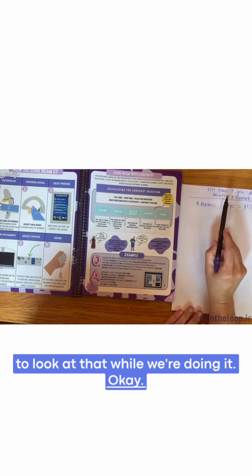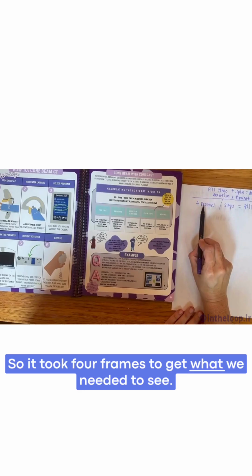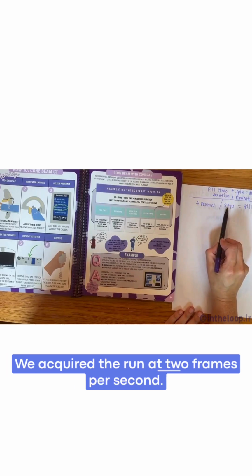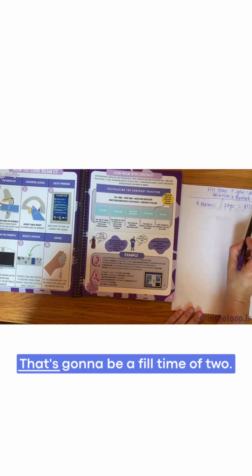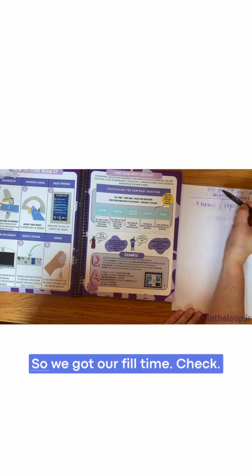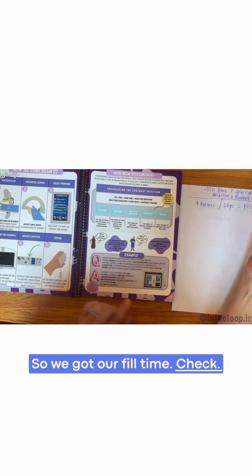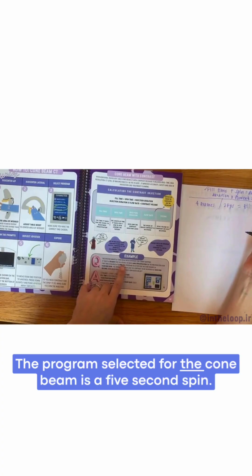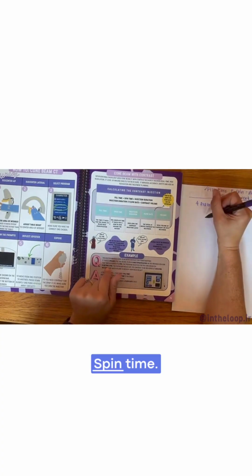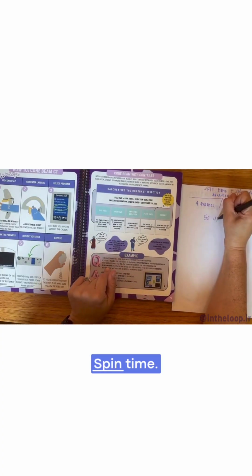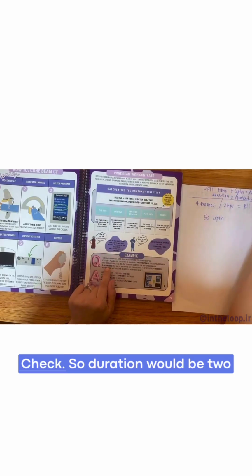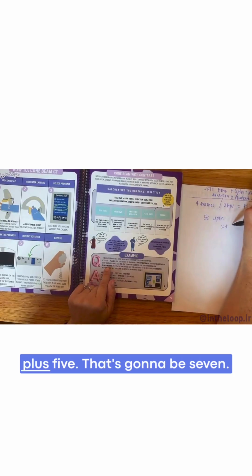So it took 4 frames to get what we needed to see. We acquired the run at 2 frames per second. That's going to be a fill time of 2. So we got our fill time, check. The program selected for the cone beam is a 5-second spin. Spin time, check. So duration would be 2 plus 5, that's going to be 7. Check.